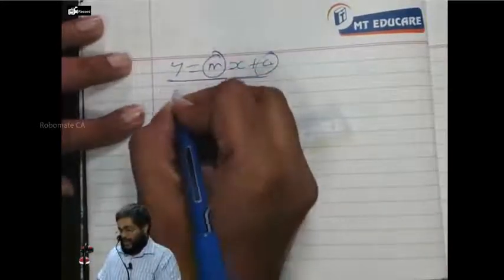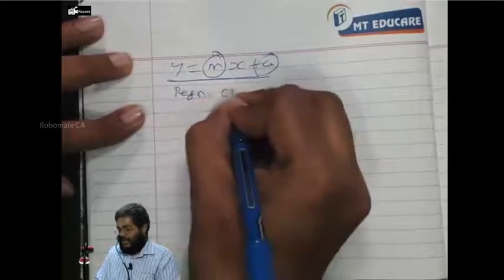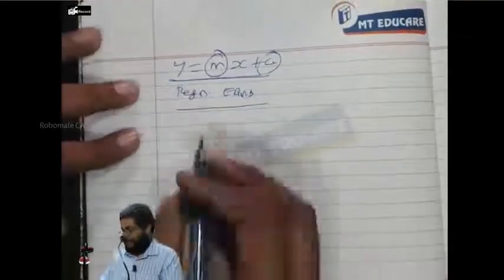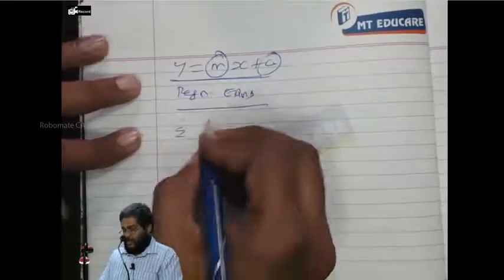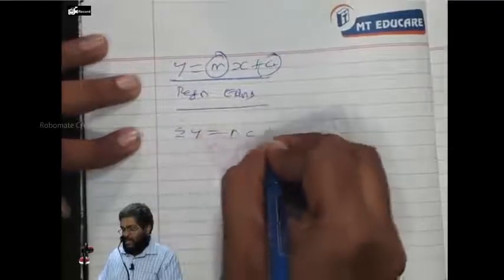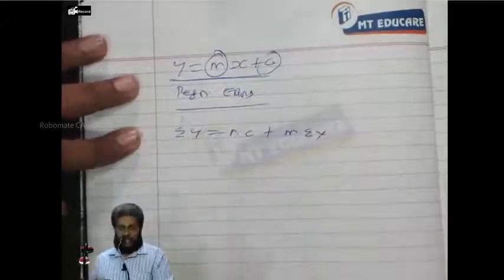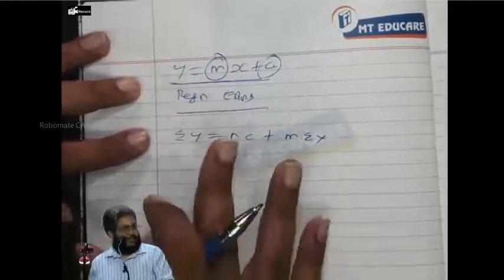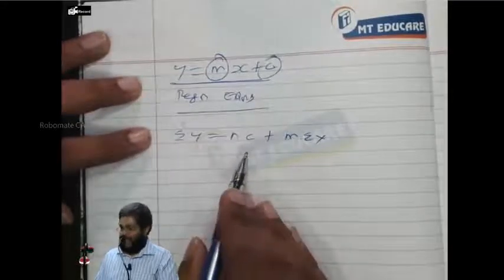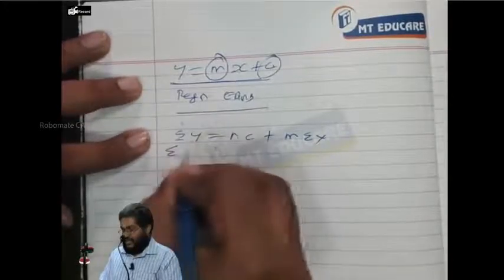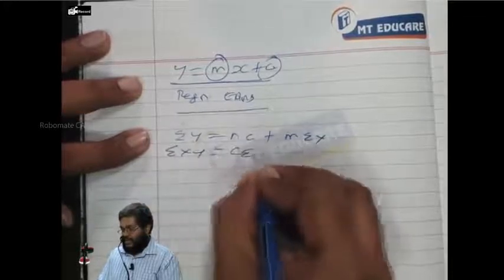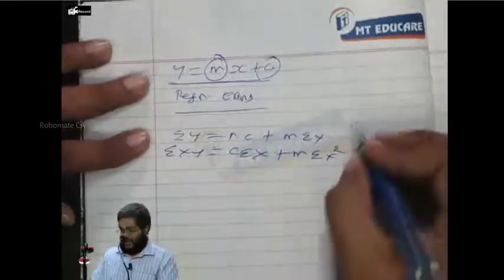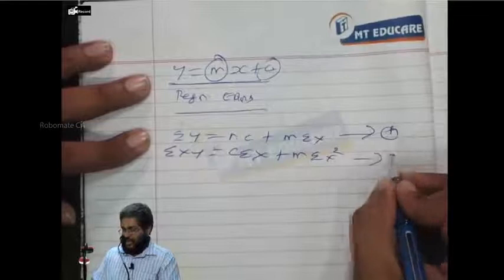Now, for this we use regression equations. The equations are as follows. Sigma y is equal to nc plus m sigma x. This is the least squares method. We cannot go into the formula derivation, deep statistics. Can I proceed? So sigma y is equal to nc plus m sigma x. The next equation is sigma xy is equal to c sigma x plus m sigma x square. These are two equations. This we call equation 1 and equation 2.